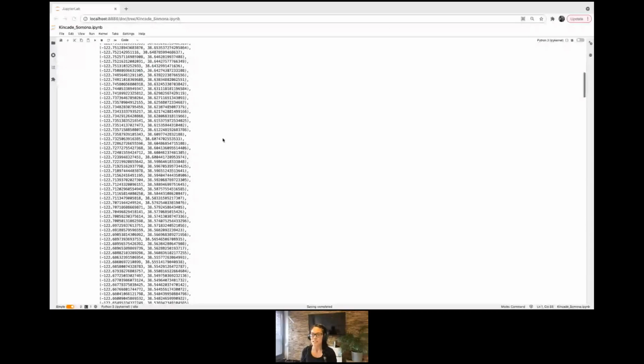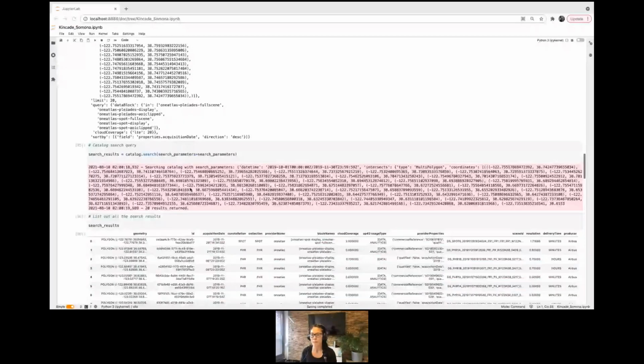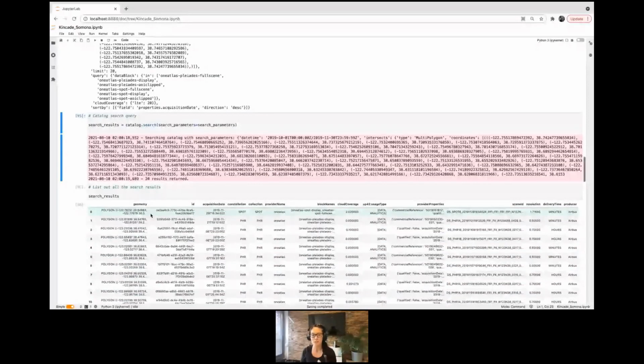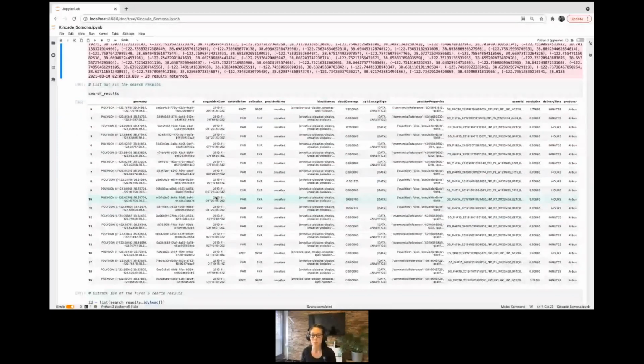And as you can see, we have around 20 results for our catalog search. You can inspect all these results and the information provided in this table that is shown here. This information includes acquisition dates, outputs, cloud coverage, sensor, and even an estimate for when you can expect the results to arrive in your console.